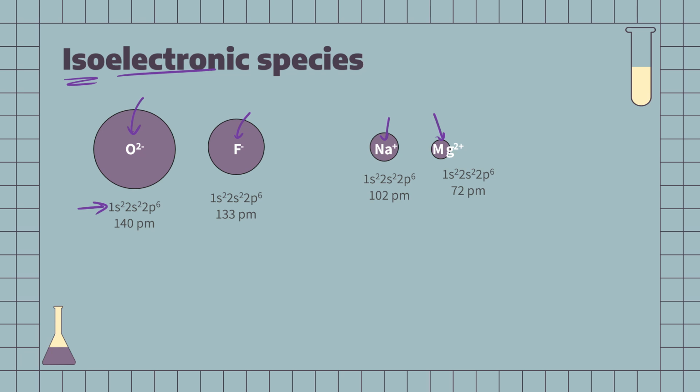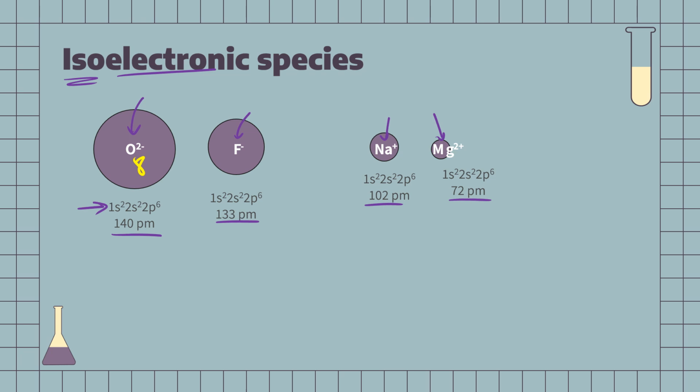Notice that the oxygen anion has an ionic radius of 140 picometers, and then fluoride's a little bit smaller, sodium is smaller, yet magnesium is really, really small. Why? If they all have the same numbers of electrons in the same energy levels, why is the magnesium cation almost half the size of oxygen? My friends, it's all about those protons.